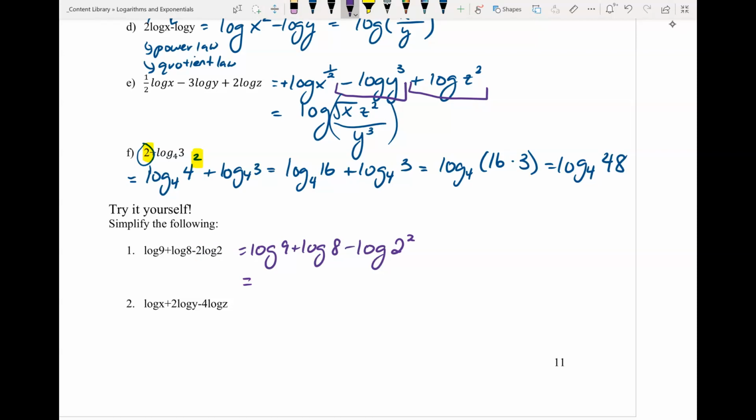Remember, since we have a negative, this negative is going to be the bottom of our quotient, so the 2 to the power 2 is going to be on the bottom of our quotient, and this 9 and the 8 will be at the top because they're multiplied with each other using our product law. And then we can simplify this. So 8 divided by 4 is just 2, so 9 times 2 is 18.